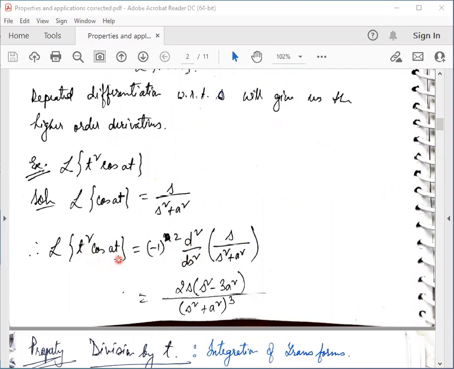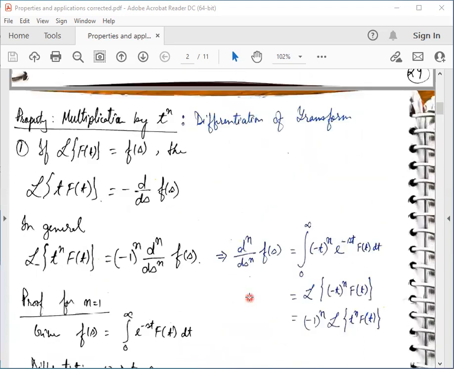So this becomes (minus 1) whole squared, second order derivative of the Laplace transform of cos at. And the Laplace transform of cos at is s by s squared plus a squared. And when we perform this differentiation twice, we get the final answer: 2s times (s squared minus 3a squared) divided by (s squared plus a squared) whole cube. This is left as an exercise to you. You have to prove that this is equal to this. I leave this as your exercise.